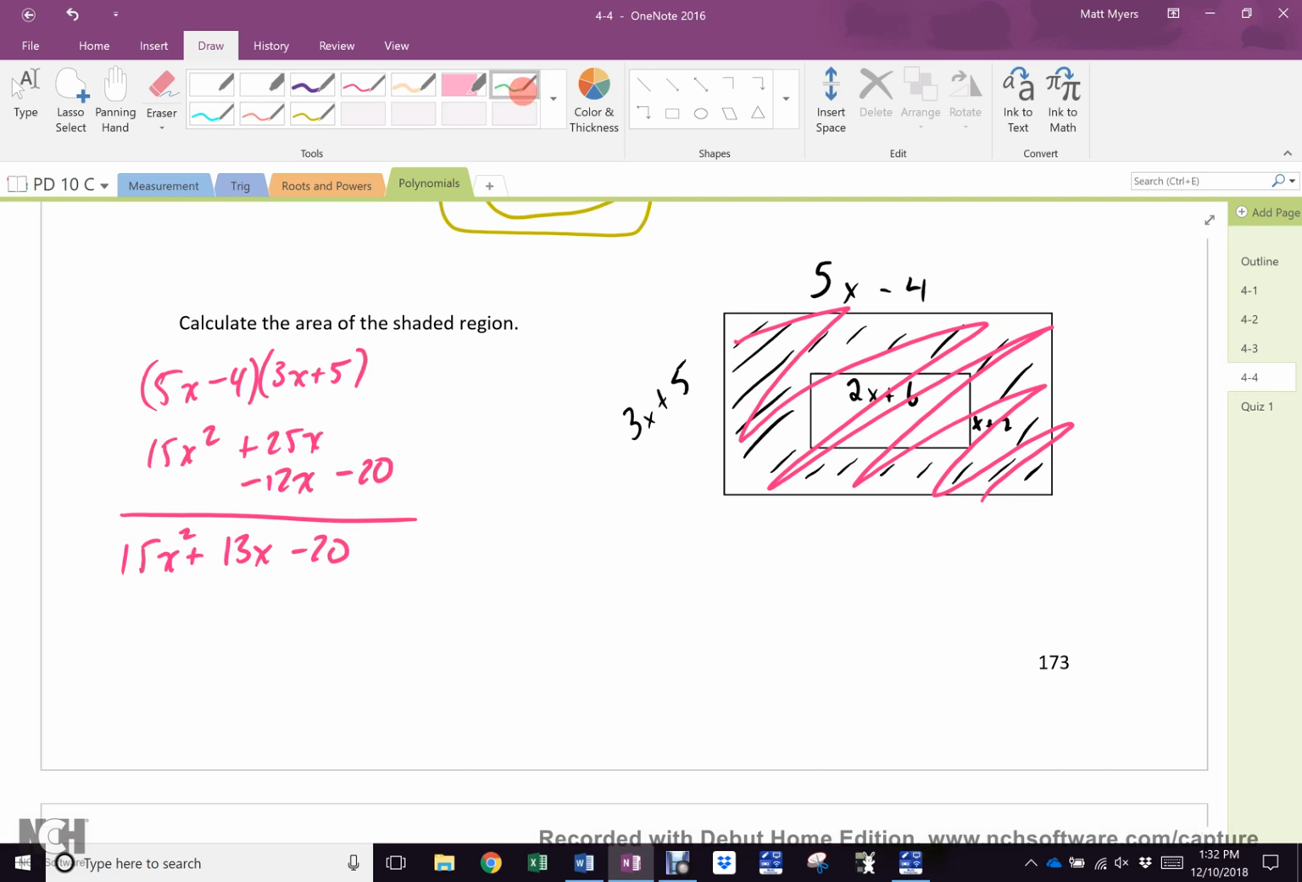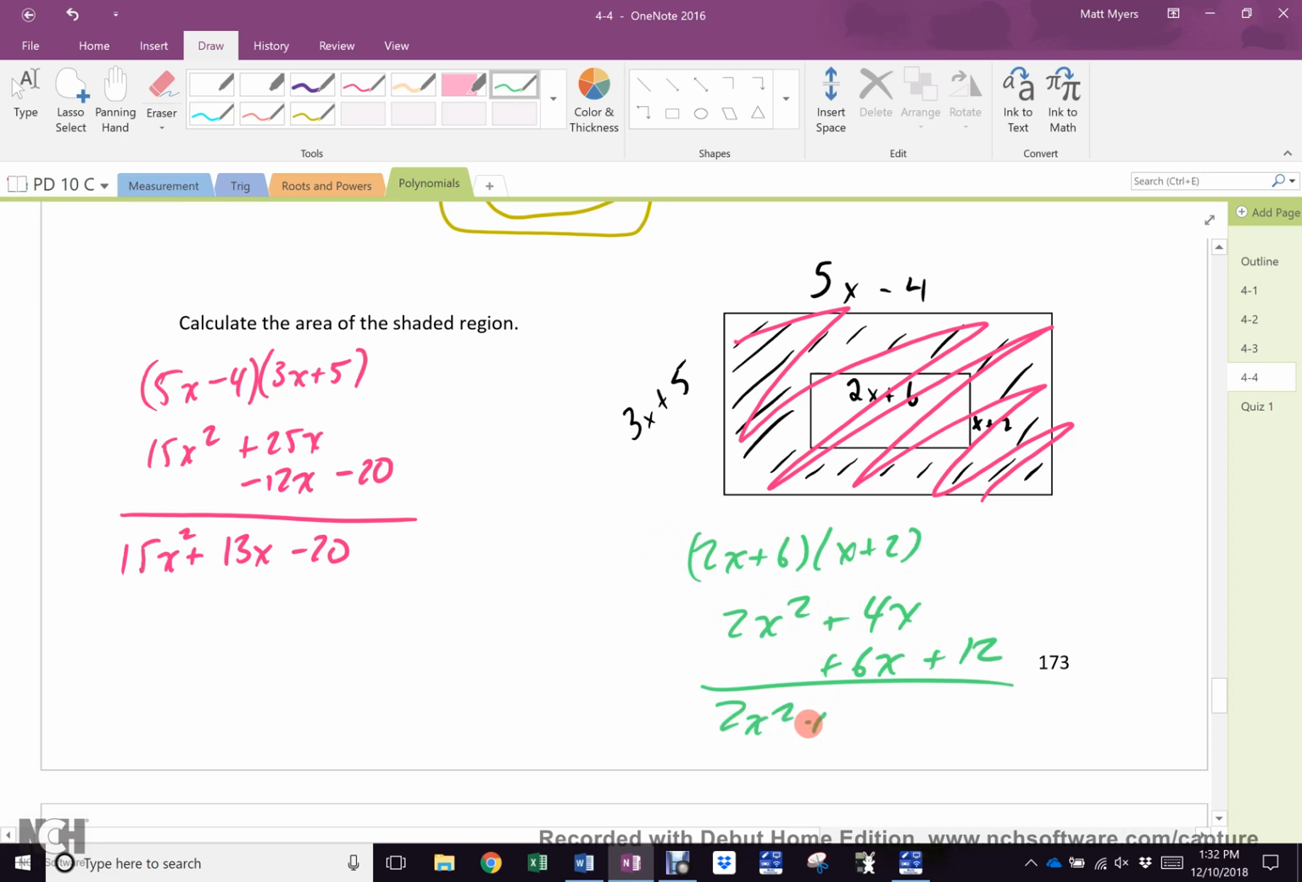And then I'm going to get the 2x plus 6 and that x plus 2, distributive property it. And then 2x squared plus 4x plus 6x plus 12. 2x squared plus 10x plus 12. And then I'm going to like subtract that. So you're going to put those two in brackets.